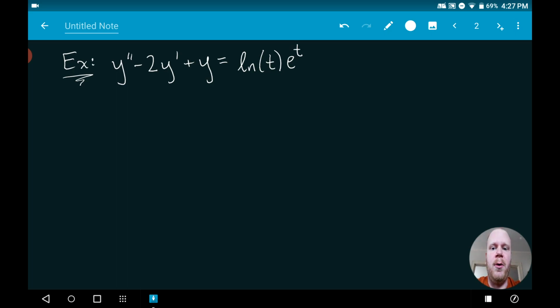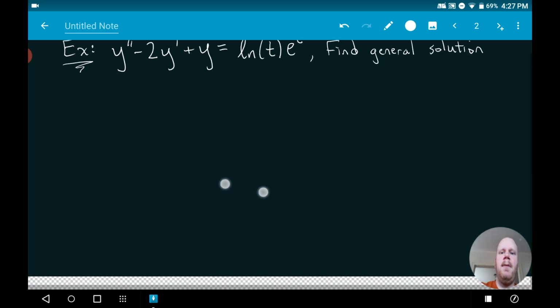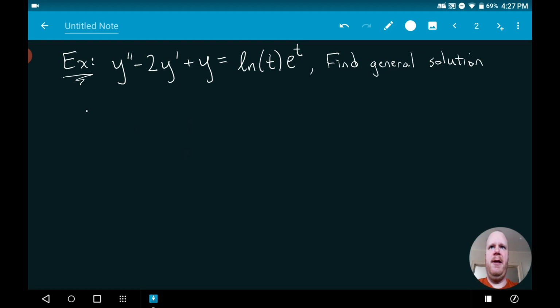Okay, so right away we can see that this is one where we're going to have to use the 3.9 variation of parameters method, and I'm going to ask you to find the general solution. First thing we need to do is to find our complementary solution. So that involves the corresponding homogeneous case.